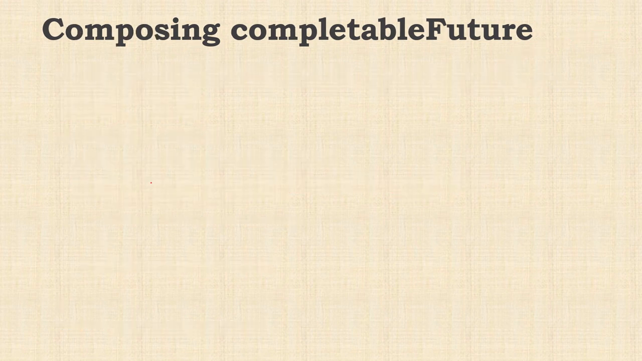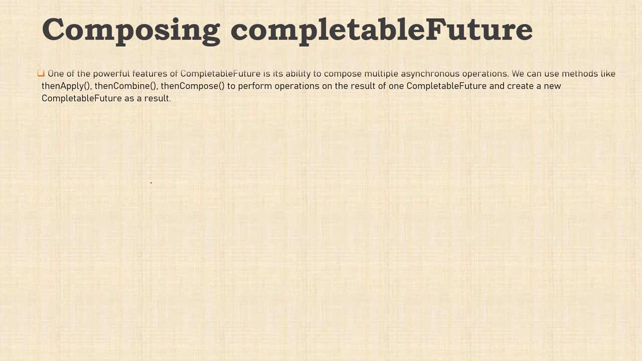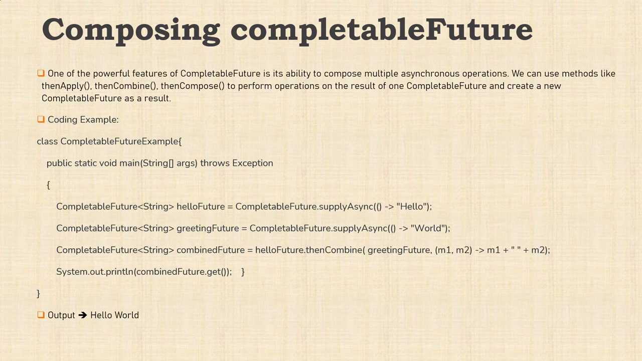So, composing CompletableFuture. How can we do that? One of the powerful features of CompletableFuture is the ability to compose multiple asynchronous operations. We can use methods like thenApply, thenCombine, thenCompose to perform operations on the result of a CompletableFuture and create a new CompletableFuture as a result. So this is the advantage of CompletableFuture. It is not available in the Future interface.